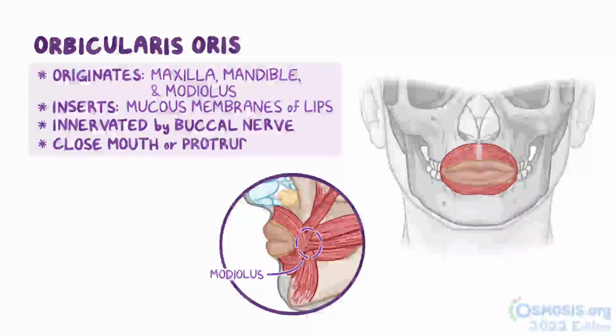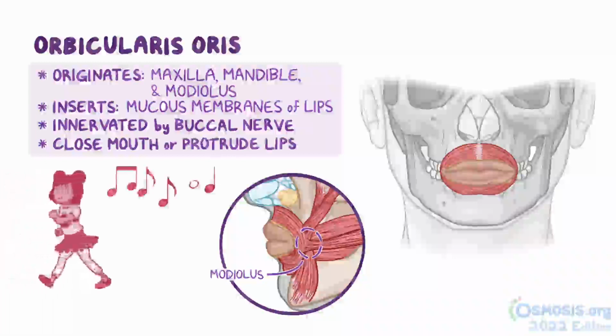It also protrudes the lips, like when kissing or whistling. So next time you are whistling a happy tune, remember it's the orbicularis oris that does the work.